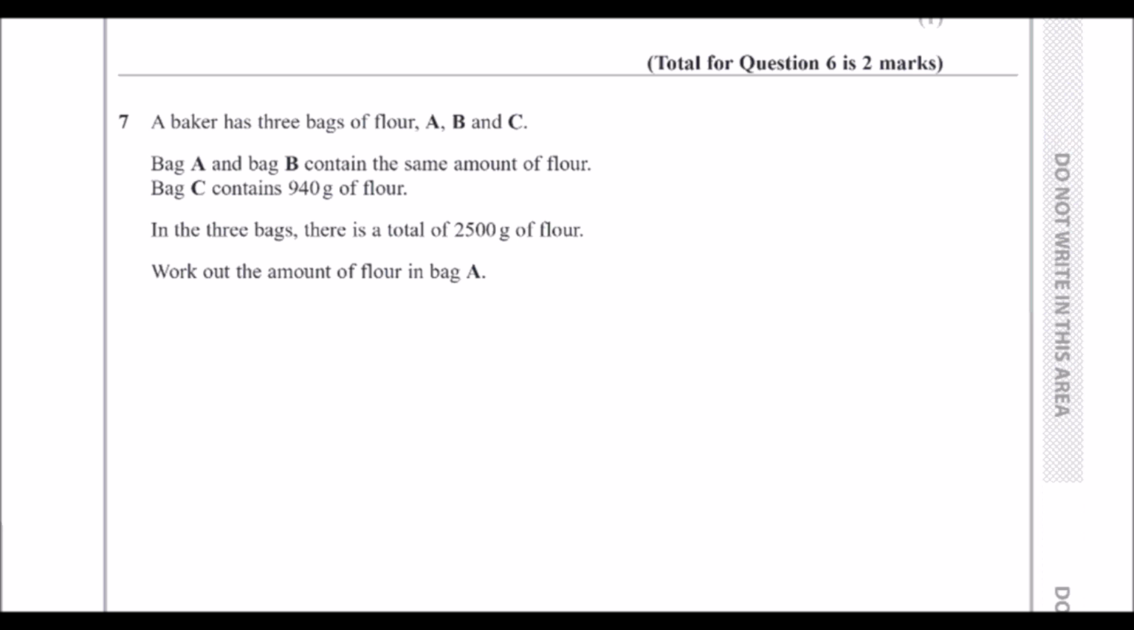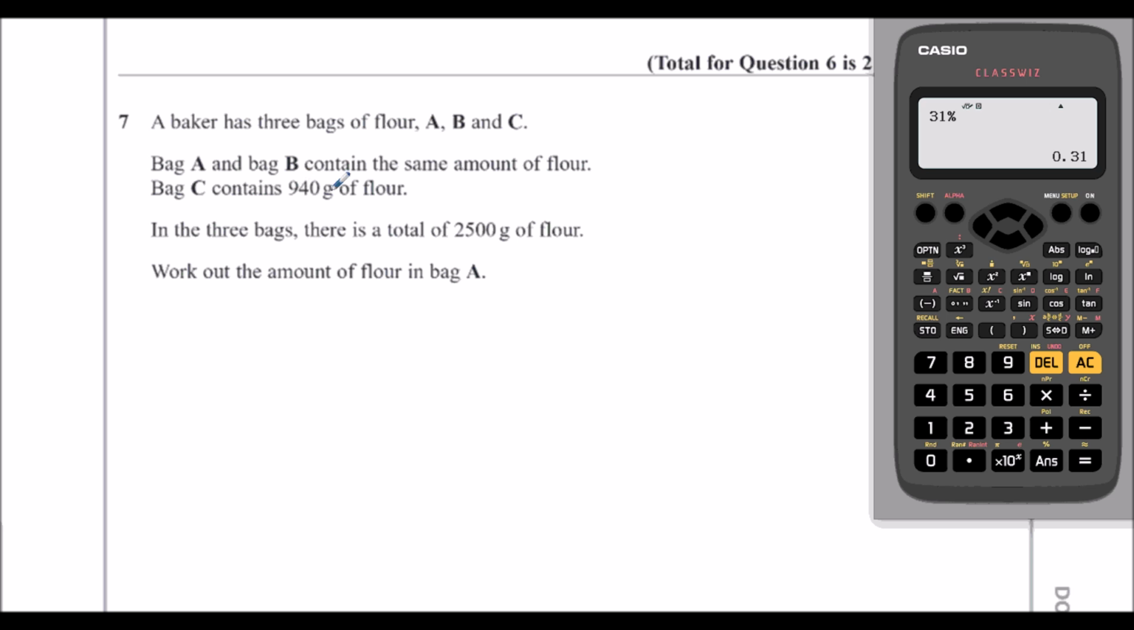Question 7. A baker has 3 bags of flour. They're called A, B, and C. Bag A and bag B contain the same amount of flour. Bag C contains 940 grams of flour. In the 3 bags, there is a total of 2,500 grams of flour. Work out the amount of flour in bag A. So we could take bag C away from the total. So 2,500 take away 940 is 1,560.